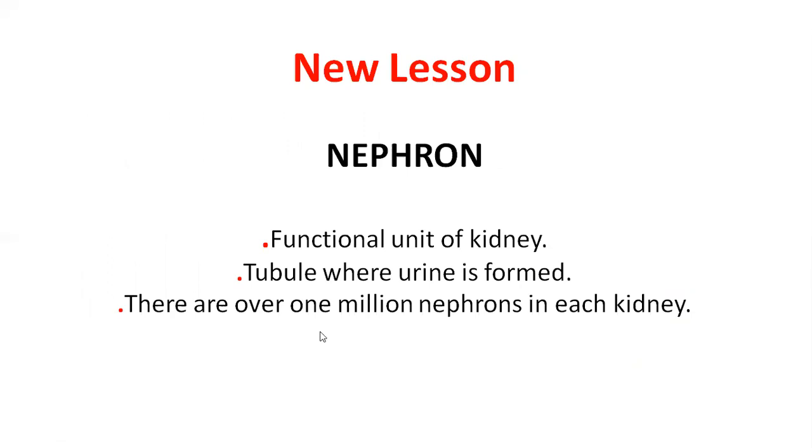And now, my dear students, let us start today's lesson, that is actually the nephron. What is nephron? Nephron is actually the functional unit of kidney, and it is the tubular structure where urine is formed. So you can say that nephron is the functional part of kidney which is involved in urine formation. And if we talk about how many nephrons are present, there is an estimated number that over 1 million nephrons are present in each kidney. That means more than 1 million nephrons are present within a single kidney.